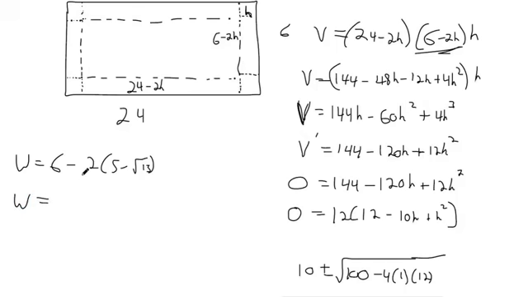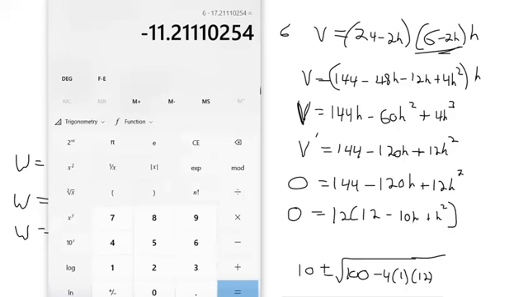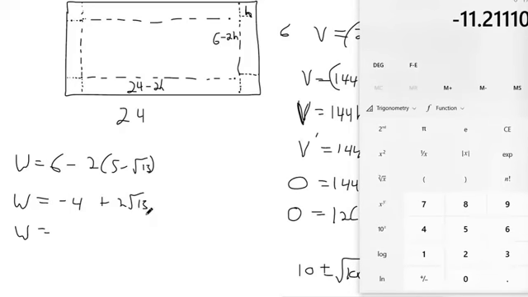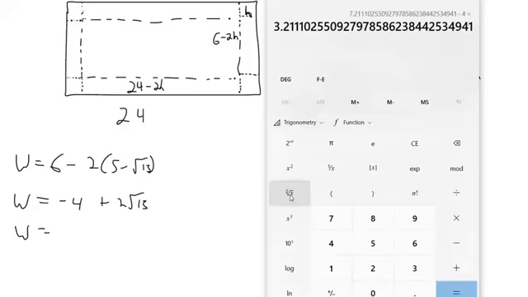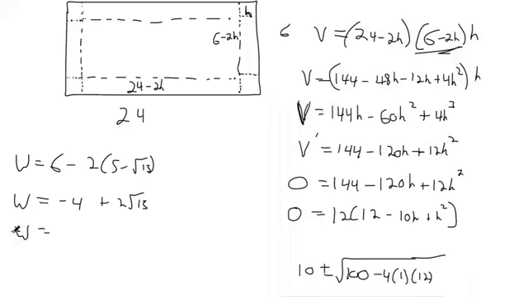Okay, so 2 times 5 is 10, so this is negative 4 plus 2 square roots of 13. I think we could just leave it as that. Negative 4 plus 2 square roots of 13. Or you could write it as 2 square roots of 13 minus 4. That would be a positive number, I think, because if you take the square root of 13, multiply by 2, and then add negative 4, okay, so we get a positive value for the width.